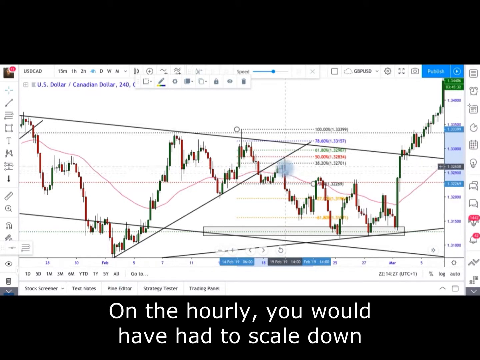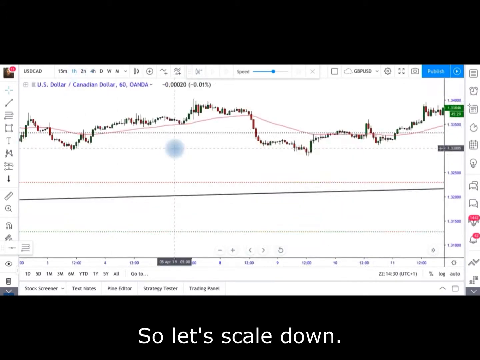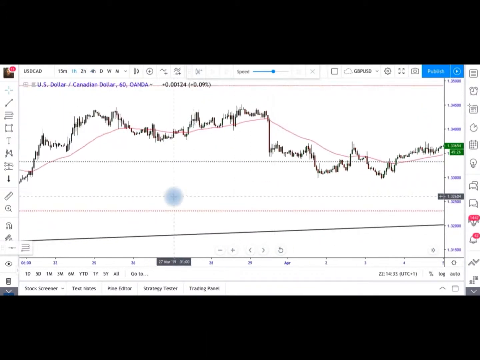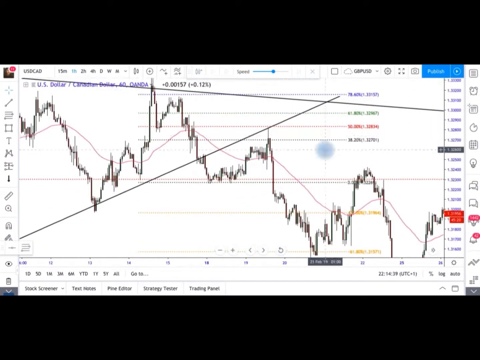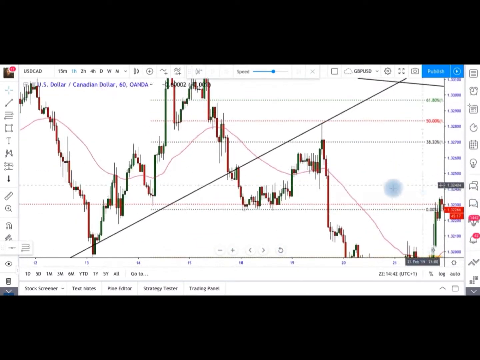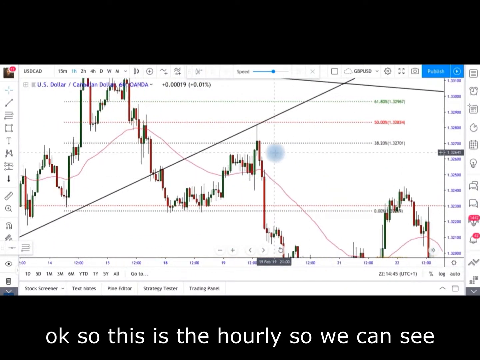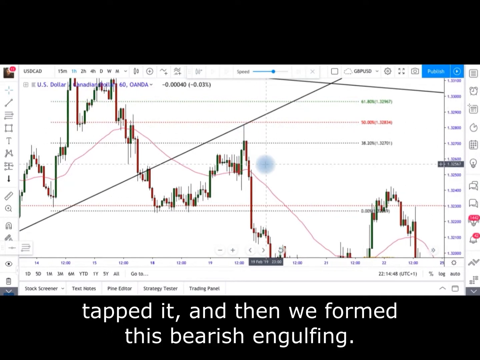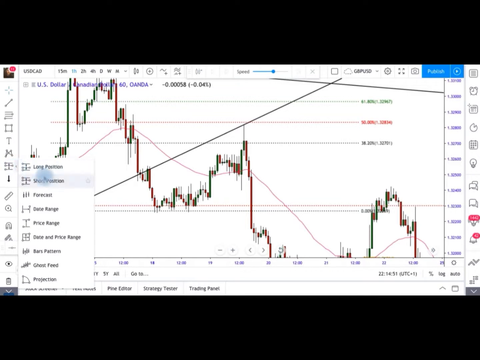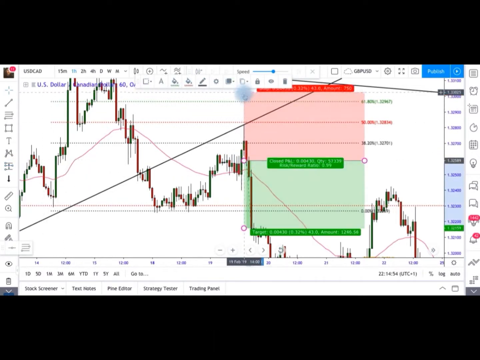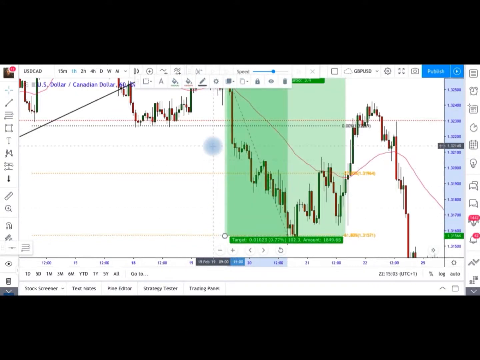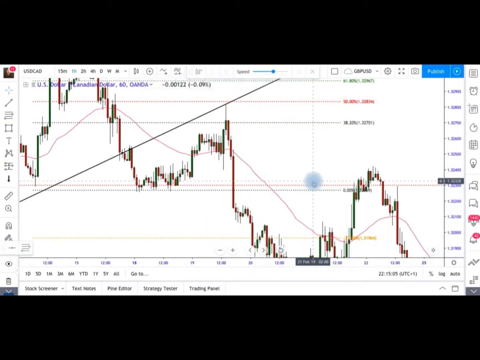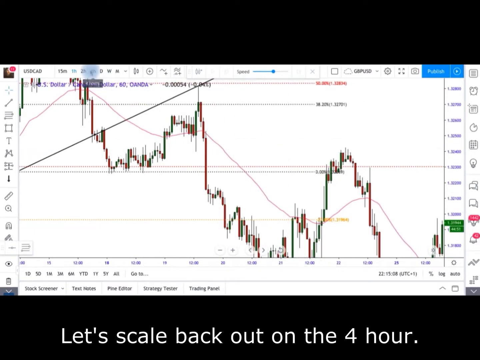On the hourly, you would have had to scale down to get a better entry on this. So scale down. Okay, so this is the hourly, so we can see that it actually came up and perfectly tapped it, and then we formed this bearish engulfing. So that was a good little trade here. 30 pip stop, 0%, target 1, target 2. So 1 to 3.4. Let's scale back out on the 4 hour.